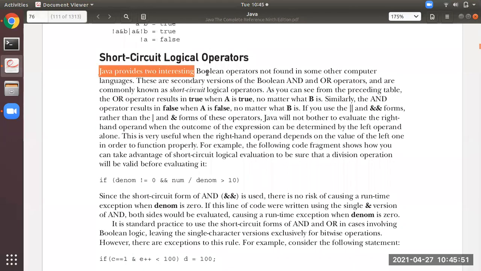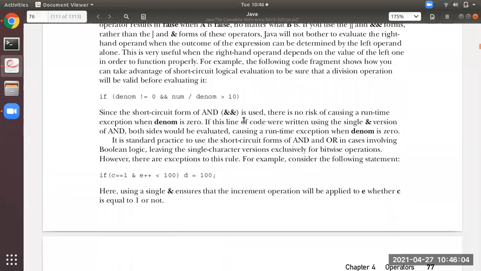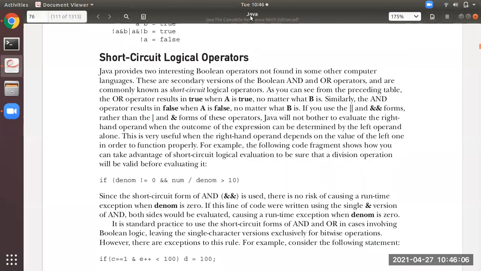Remember, Java provides two interesting Boolean operators not found in some other programming languages. That is these two operators, short circuit AND and short circuit OR. I'll explain with a diagram. It's very simple. Let these be two expressions. Let this one I've underlined be A, and this one I've underlined be B.